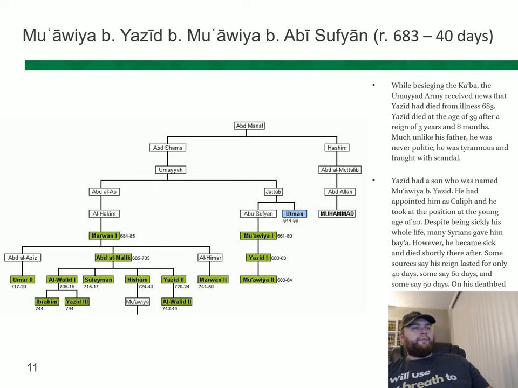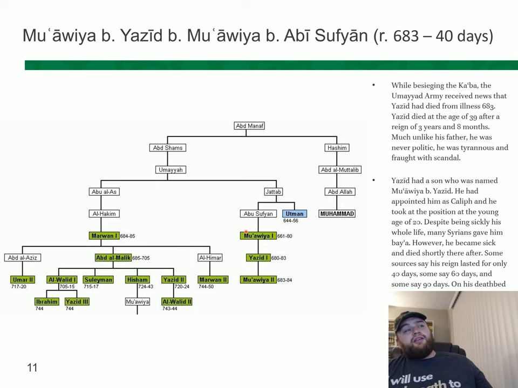So you have Abd Manaf, an ancestor in Quraysh. They go to Banu Hashim, right? Abdul Muttalib, Abdullah, Muhammad sallallahu alaihi wasallam, and Abd Shams over here, and then you have Umayyah over here. So everyone below this is Banu Umayyah. And so we had Uthman, who was the third caliph. You have Abu Sufyan, Muawiyah, Yazid bin Muawiyah, Muawiyah bin Yazid bin Muawiyah bin Abi Sufyan, right? They make up the Sufyanid line of the Umayyads.